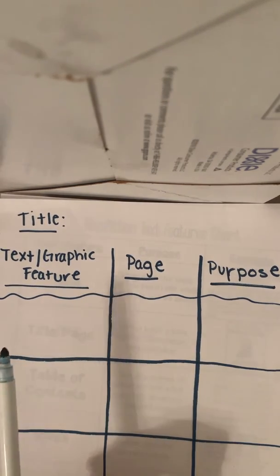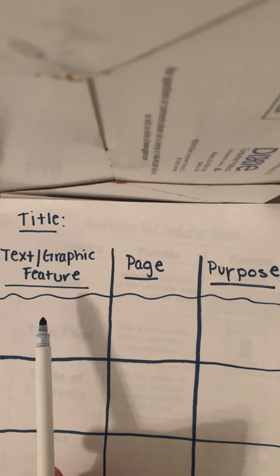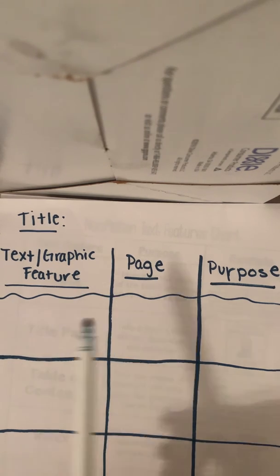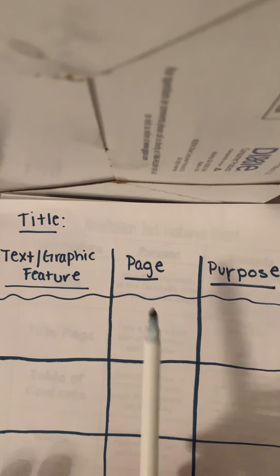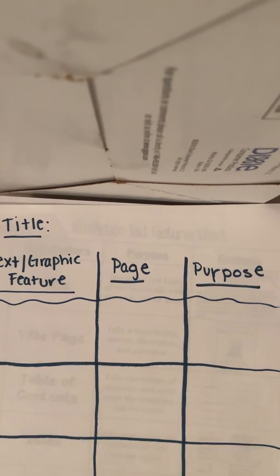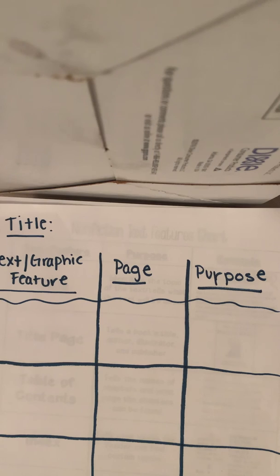My first column is going to be about the text or the graphic feature that we're talking about. The second column is going to be the page number that we found that text or graphic feature. And my last one is the purpose of my text or graphic feature. That's the most important part, where you figure out why we're using that text or graphic feature. If you guys need to pause the video now to set up your page, you can pause it and then hit play when you're ready to go.